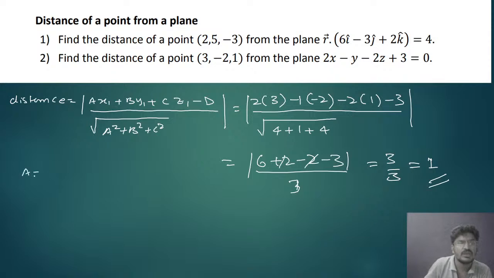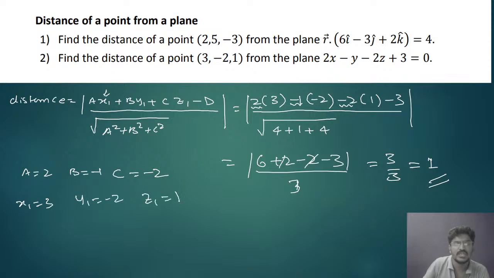See here, A value is 2, B value is minus 1, C value is minus 2. Okay. x1 is 3, y1 is minus 2, z1 is plus 1. Check your answers. If you have done it wrong, please correct it. The answer must be 1. 1 is the correct answer. Okay.